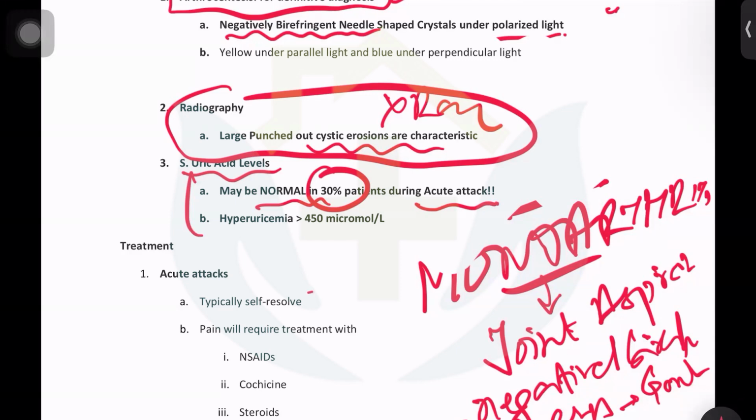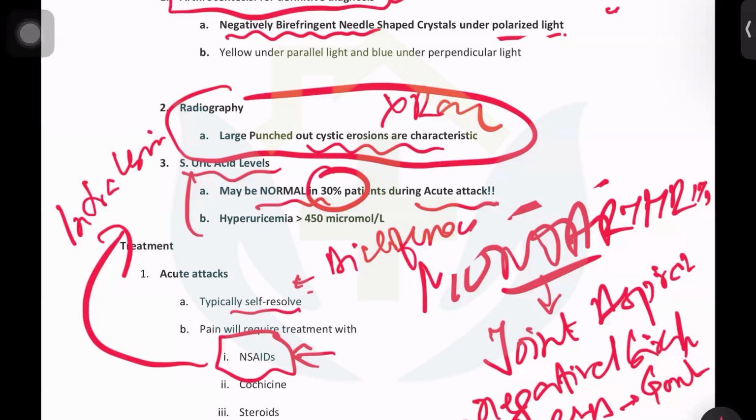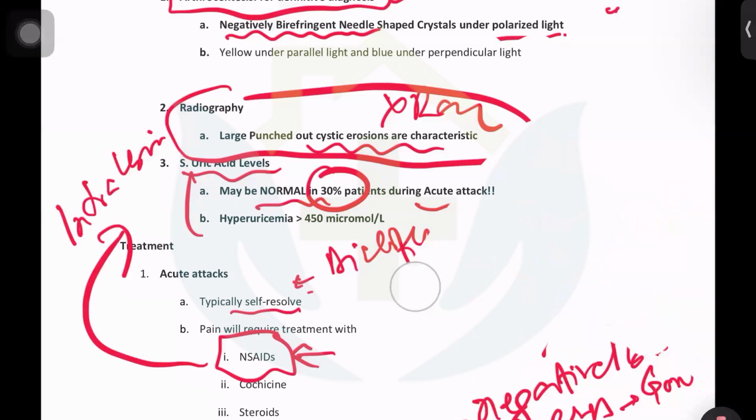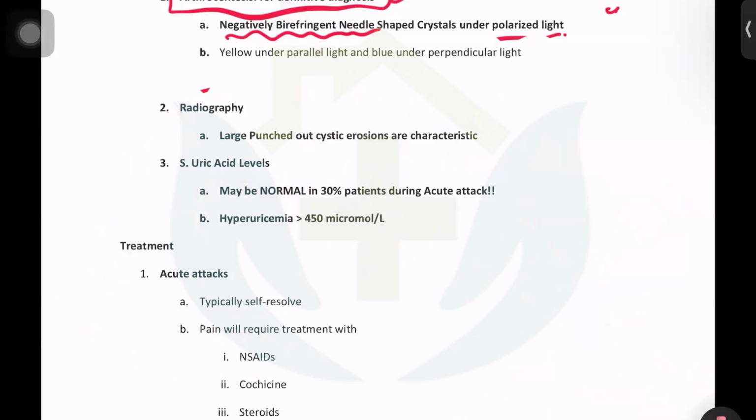Treatment, you should let it resolve unless it doesn't, add diclofenac. NSAIDs are the drug of choice. And sometimes you might need, along with that, intralesional steroids. There is a question which had come in MRCP, and I'm still so fond of that question. I keep telling everyone.